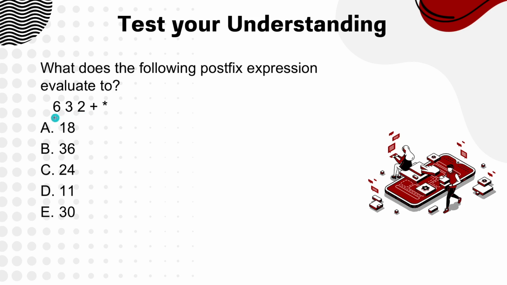First 6, 3 and 2 are operands, so we will be pushing them onto the stack, and when we encounter a plus, we have to pop 2 elements from the stack and do the operation. So, we will be doing 3 plus 2, which is 5, and push the result back onto the stack. Then we encounter a star, where we pop 2 entries from the stack, which are 6 and 5, and we do a multiplication. The answer would be 30. So, this is how we evaluate a postfix expression.